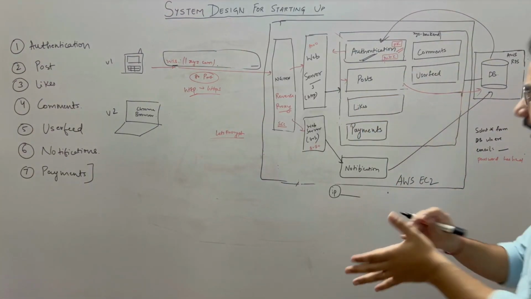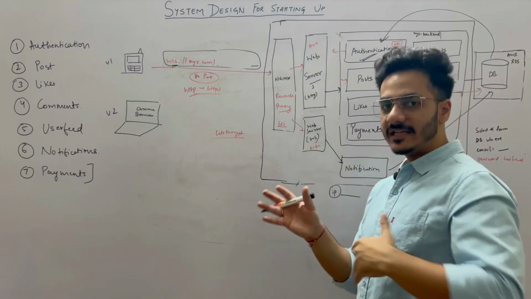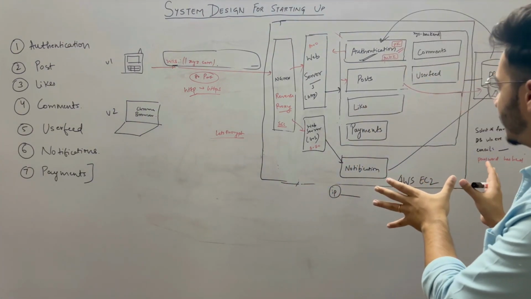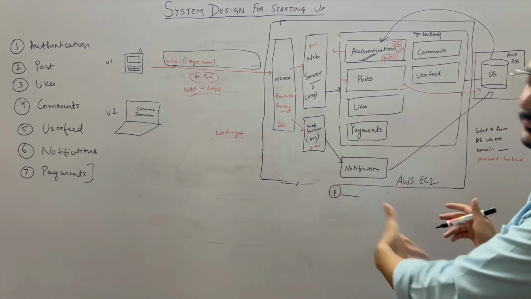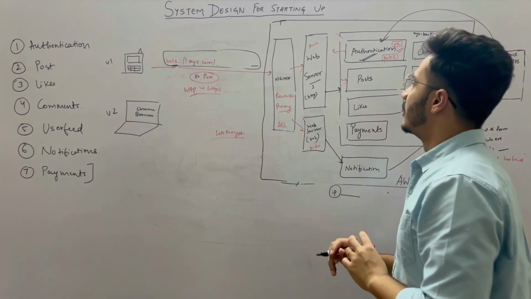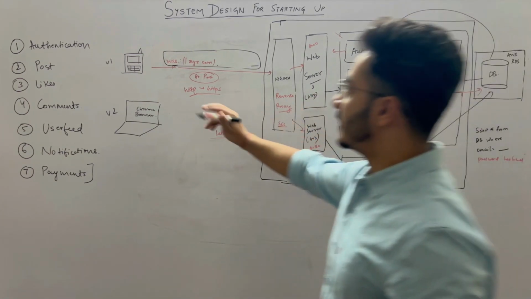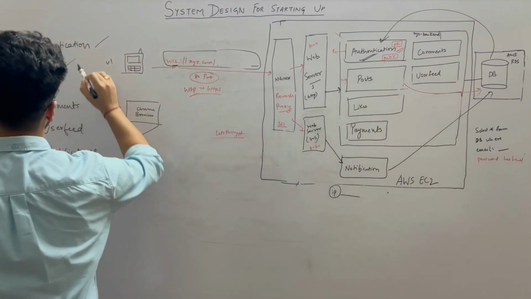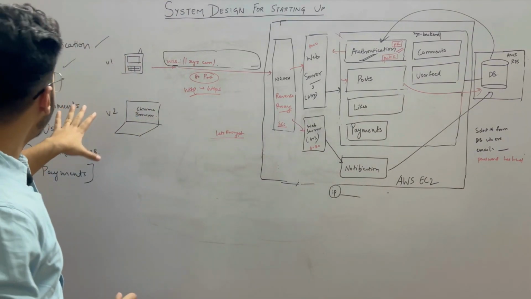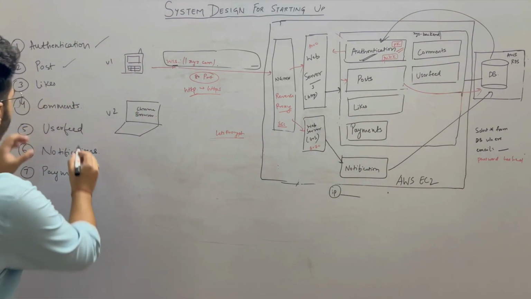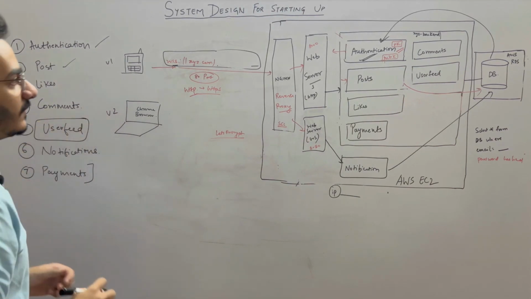Now we will talk about how to scale this notification service later on. First of all, let's just enhance the system a little bit more. So now we have talked about the authentication service and the post service. Likes and comments are simple. Now let's talk about this user feed service. How will this user feed service work?